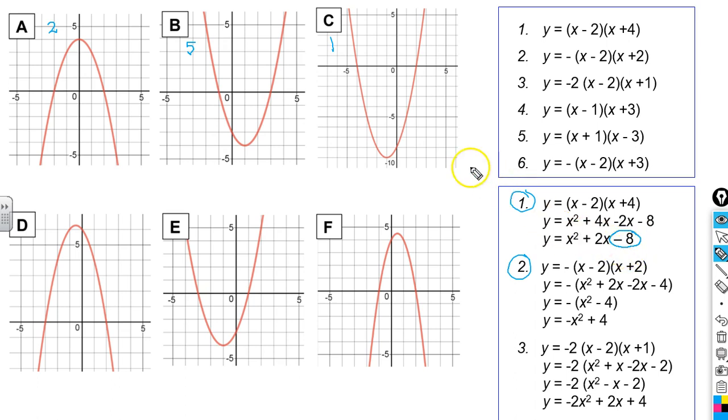And so when we look at the graph for letter C, we already established that my y-intercept here was at -8. And if we did the same thing for problem 2, our y-intercept is at +4. So that's another helpful feature that we can look at when we're trying to match an equation with a graph, or write the equation from the graph, or graph the equation.